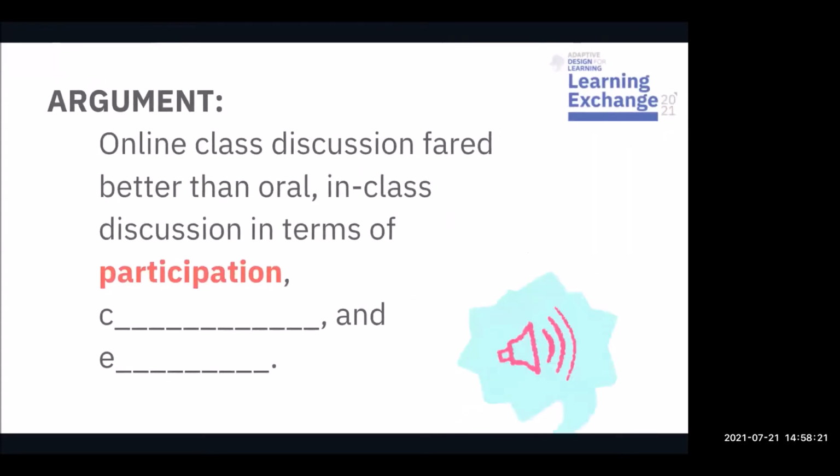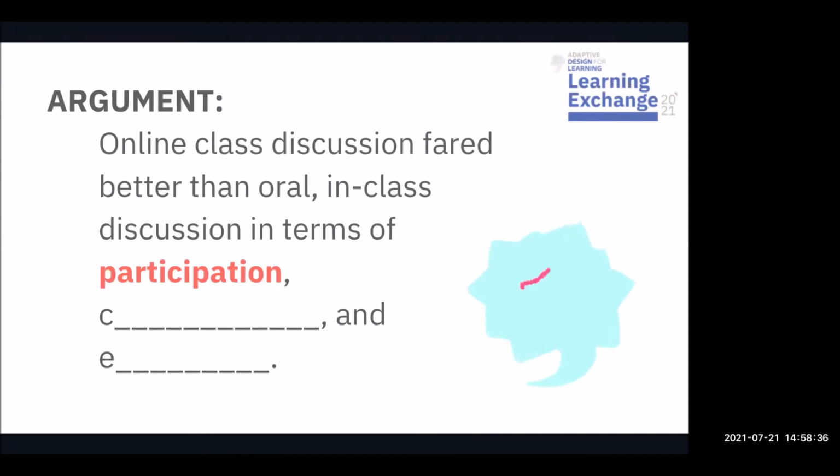So they are contributing to the task, to the prayer. So the advantage, according to Cope and Calancis, of online class discussion is that everyone can participate. So going to the argument that I presented earlier, online class discussion fared better than oral in-class discussion in terms of participation.